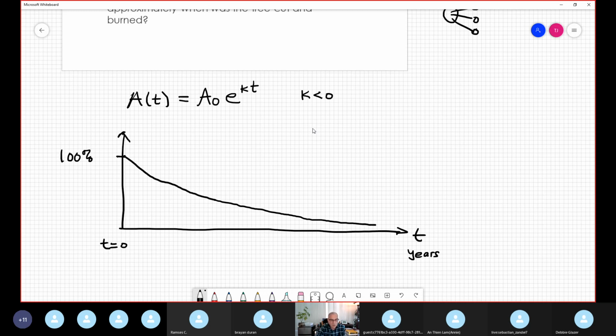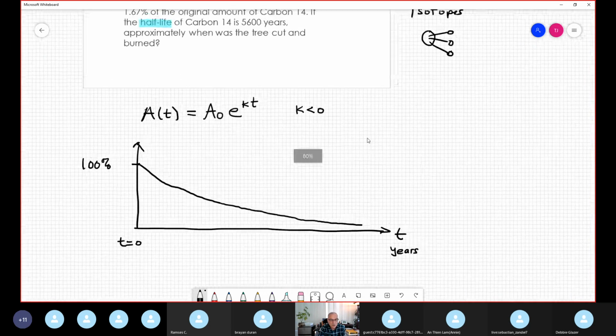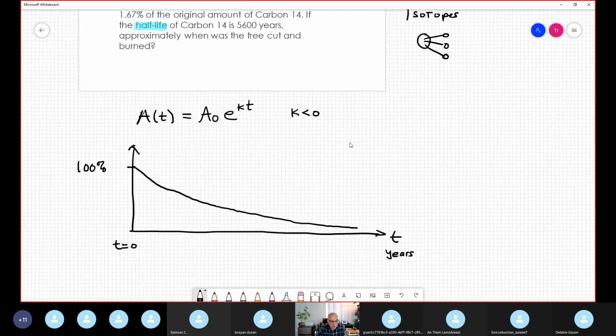What is the definition of the half-life? Well, the definition is when the amount of substance is 1/2. 1/2 is 50%. When this situation happens, the amount of time is 5,600 years. However, my problem says that the concentration of carbon-14 is only 1.67%. Wow, it's a very antique object. So my goal is to try to find this time.